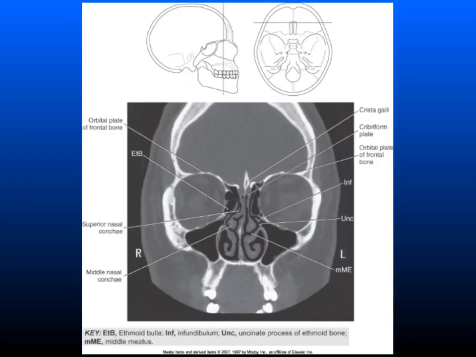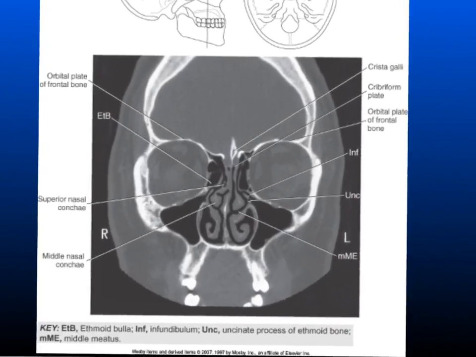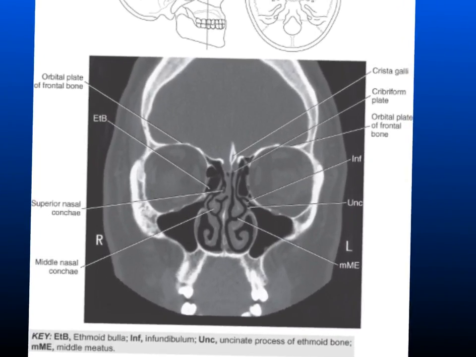What do you think this looks like? What do you think this is? It's a coronal view of what? Sinuses, yeah. So why did you say sinuses? Because you're looking at the air fluid levels, the air caps here, that's the sinuses.